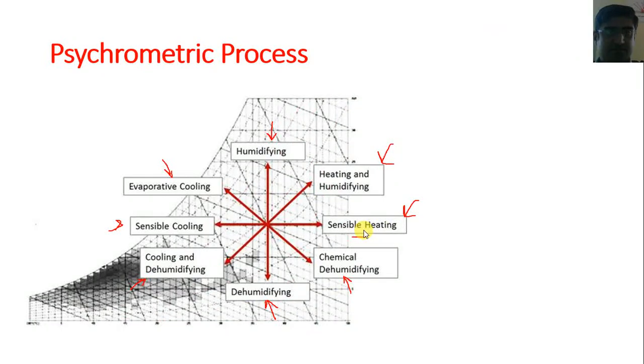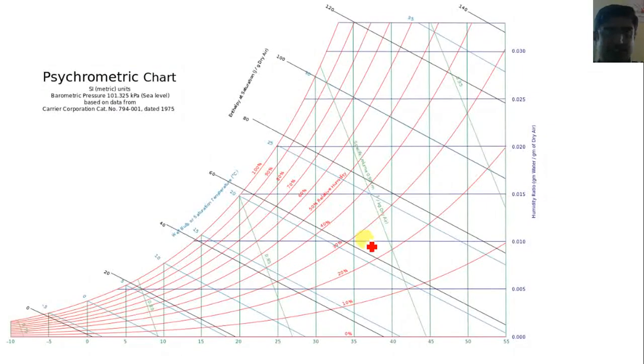So here in this term sensible heating, say here is the first point number 1, and here is the point number 2. If you join this line 1 to 2, then this 1 to 2 in this chart is known as the sensible heating process.